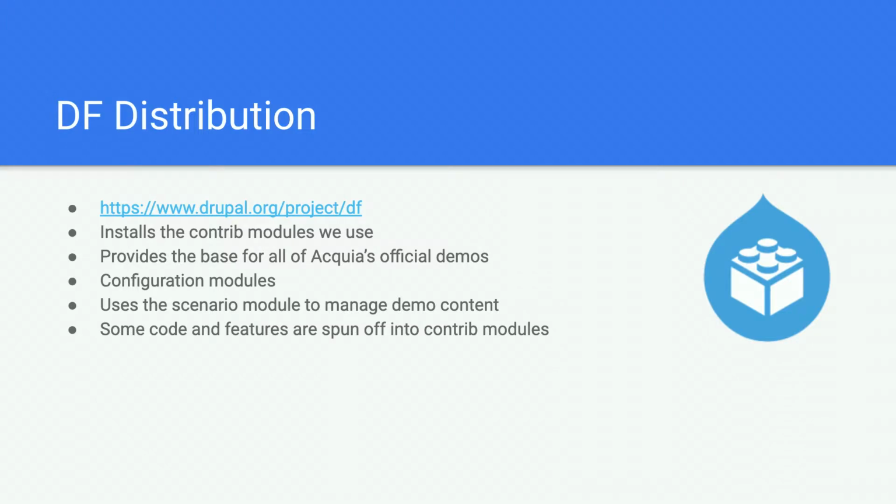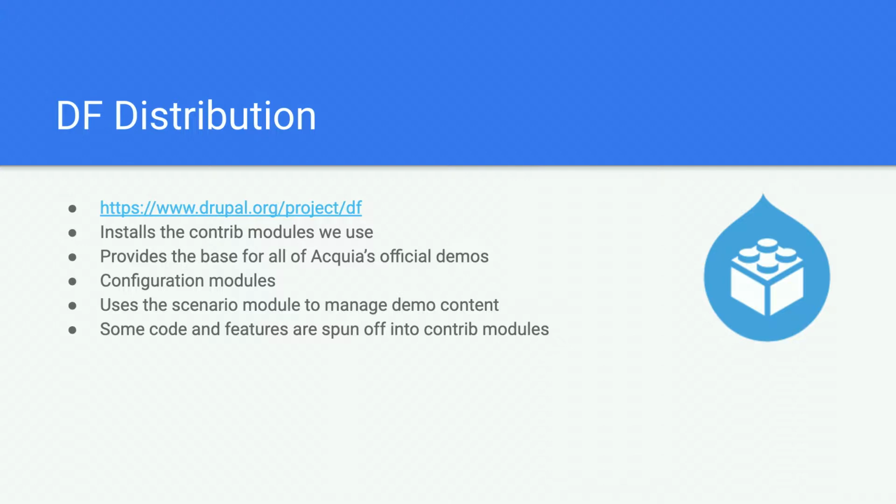So let's talk about Demo Framework. So Demo Framework is a distribution. The namespace is DF. It's open source. You can go grab it right now and you can play with it. And it's built on top of Lightning, but it adds in a bunch of the configuration and the contrib modules, as well as some custom modules that we create for our demos. Pretty much all of our official demos are built on top of this, unless there's a good reason to do otherwise.